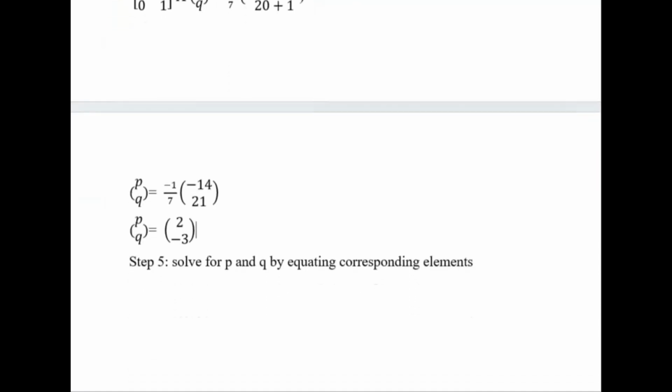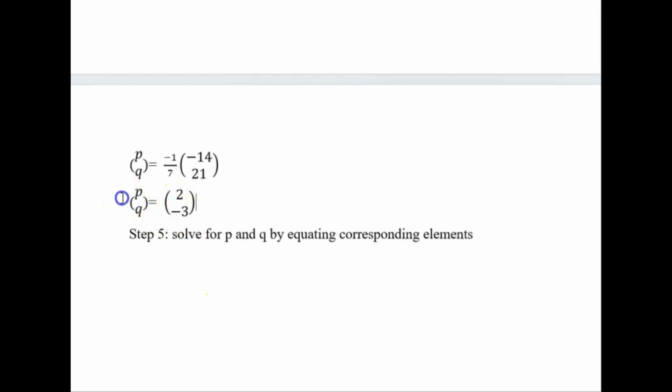Meaning P will be 2 and Q will be equal to minus 3.